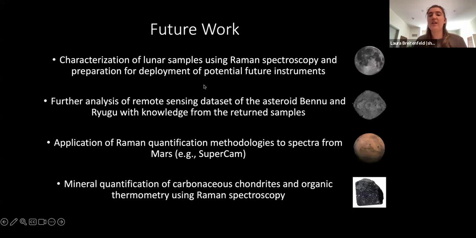Okay, so here I just wanted to briefly touch on some directions of research that I would like to go in the next few years. So some of these I've already touched on, but I'll give a little bit more detail. So I definitely am interested in characterizing these lunar samples using Raman spectroscopy and preparing for the potential deployment of a Raman instrument to the moon. I'd also like to re-examine the remote sensing data of the asteroid Bennu and the asteroid Ryugu, given our knowledge from the returned samples of these asteroids.